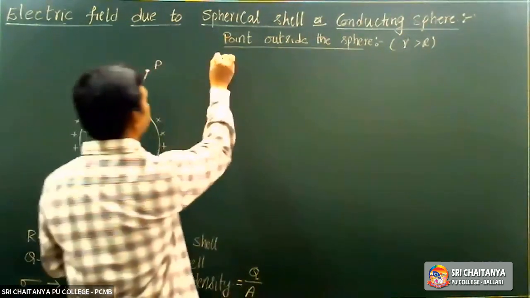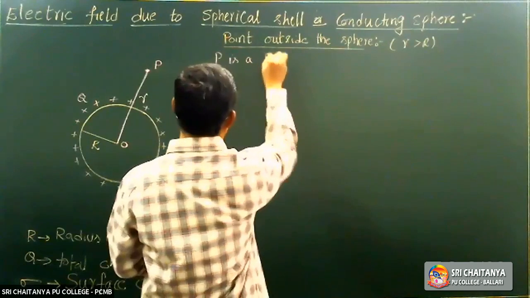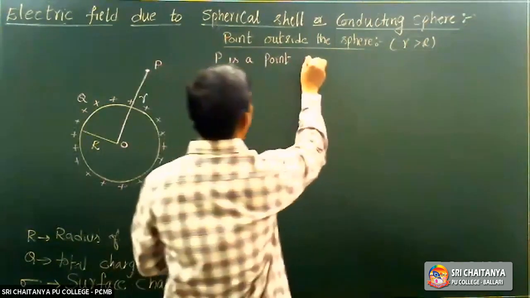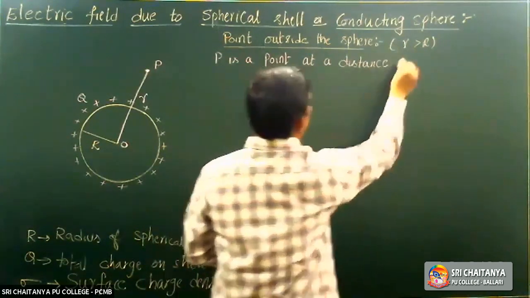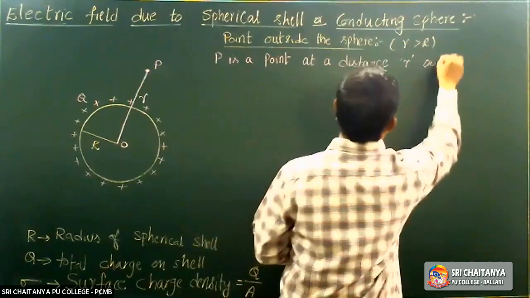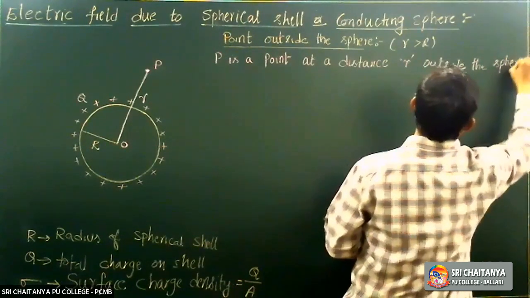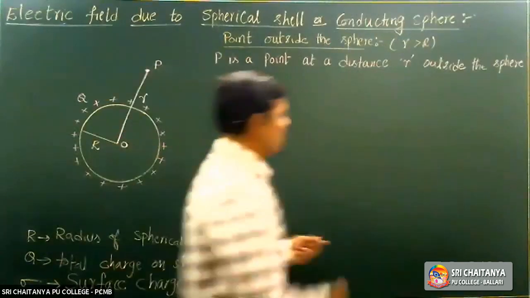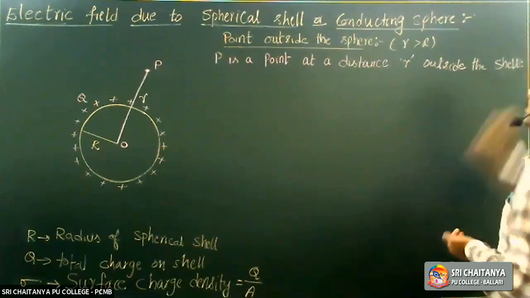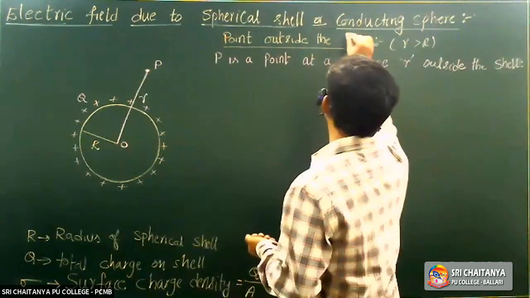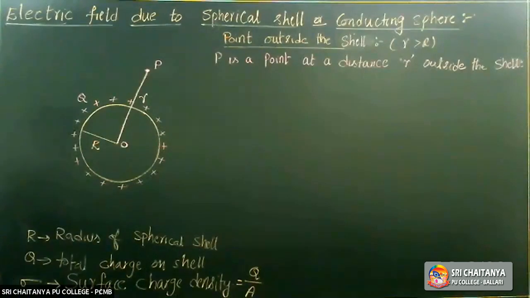So let P be a point at a distance small r outside this sphere. Outside, here we are talking just heading taken as shell, outside the shell. Okay, point outside the shell. Even if you spell it as sphere, no problem. Hollow sphere, outside the shell.